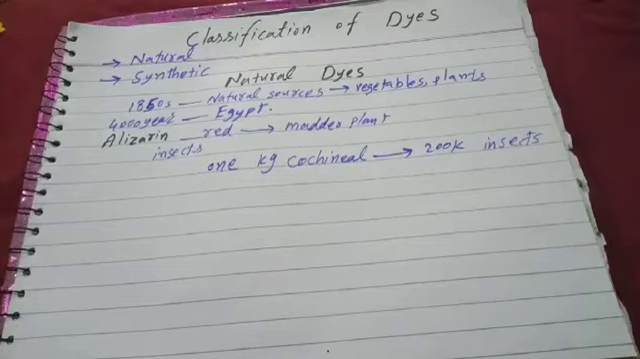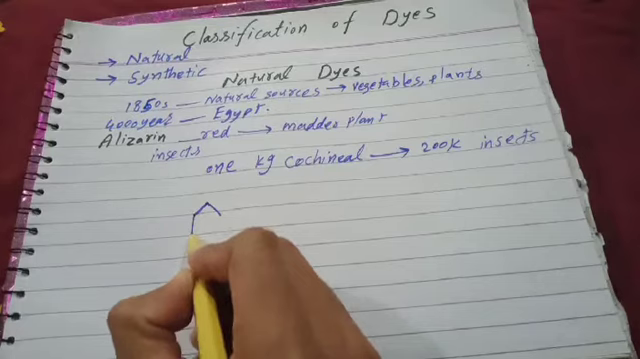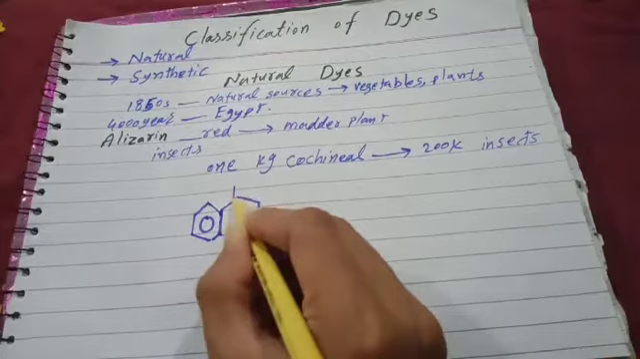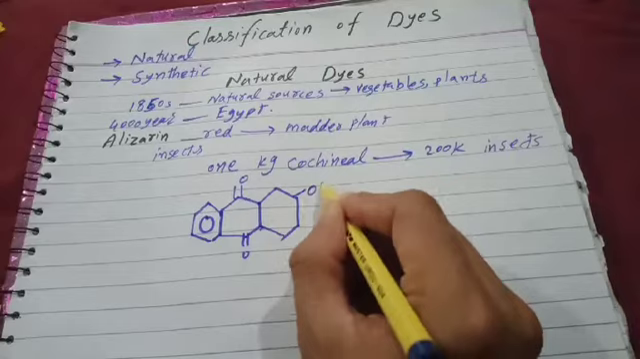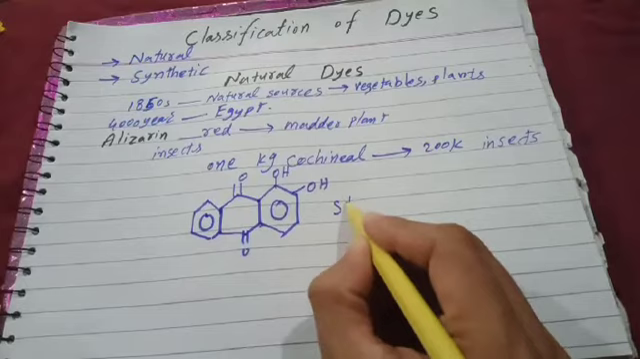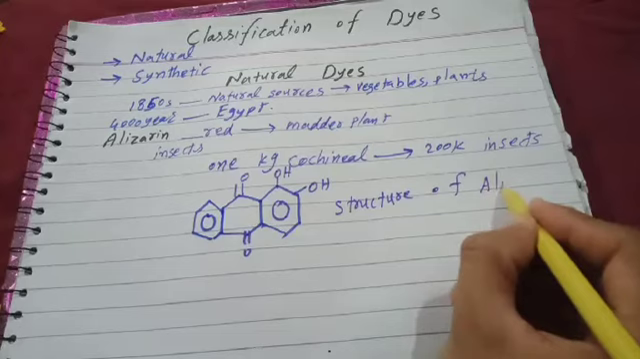Now we make the structure of alizarin dye. Alizarin dye is a mordant red dye. Here are 2 benzene rings and 1 cyclohexane ring, and this is OH, OH, and this is also a benzene ring. This is the structure of alizarin dye. Alizarin dye, very famous dye.